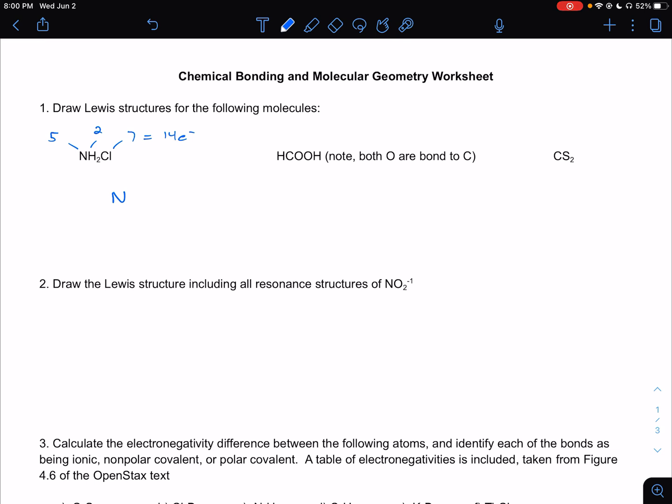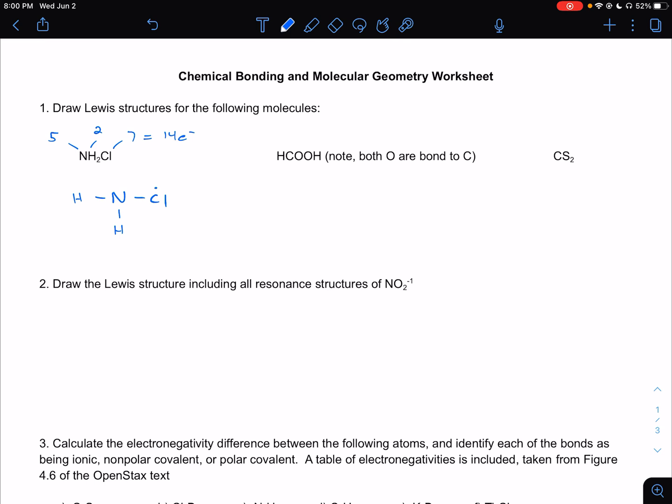The least electronegative non-hydrogen atom is your central atom. I'm then going to connect everything with single bonds. So we have hydrogen, hydrogen, and chlorine. Now what we're going to do is add electrons to the outer atoms first. So we've added so far 2, 4, 6 electrons. We have to get to 14.